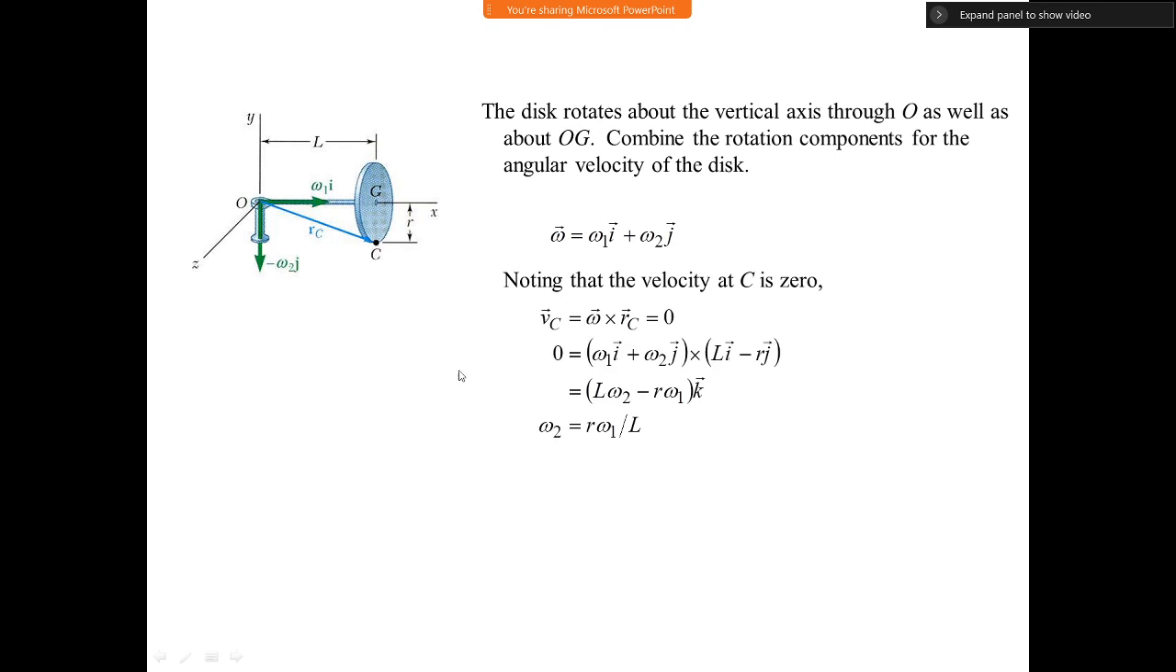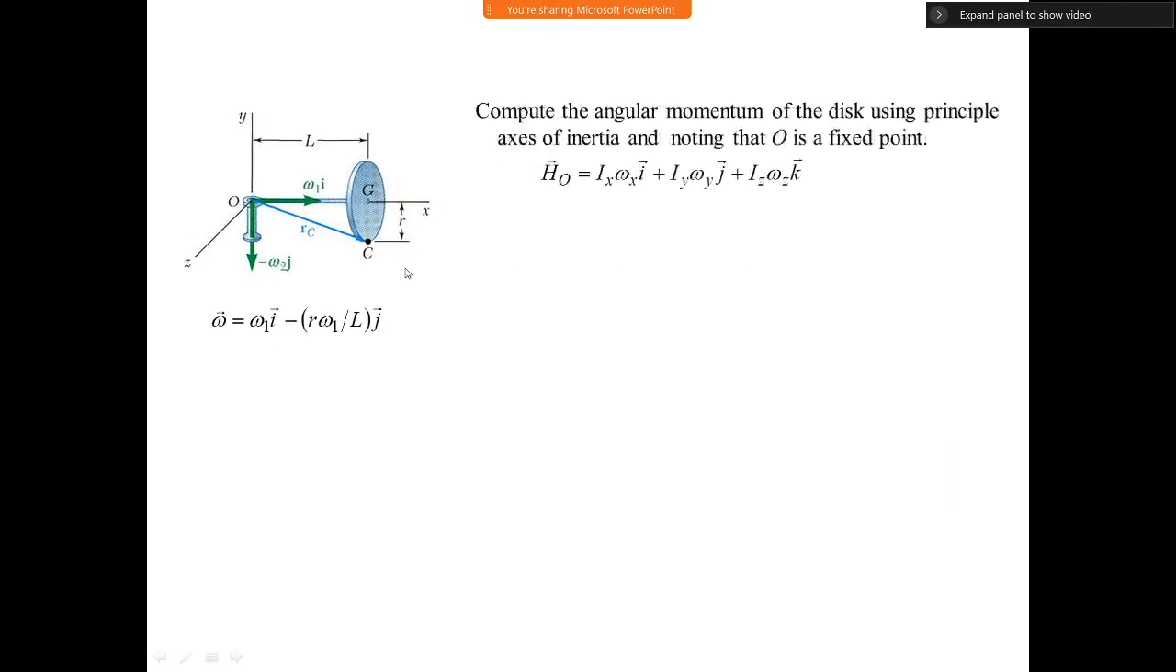So this is the omega 2 which we objectively saw, and the angular velocity of the disk is the combination of both angular velocities omega 1 and omega 2, which we have seen in the previous lectures. Okay, the next part of the question is calculating the angular momentum of this disk, of this object, right?